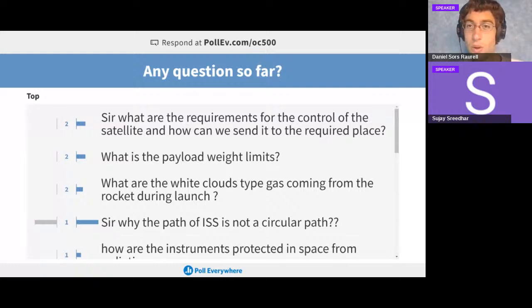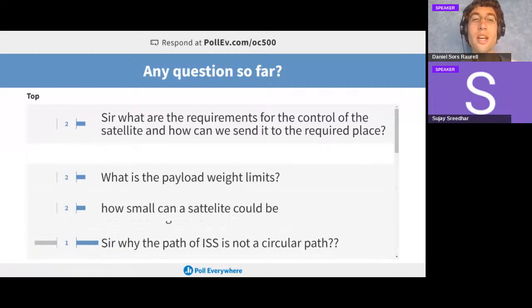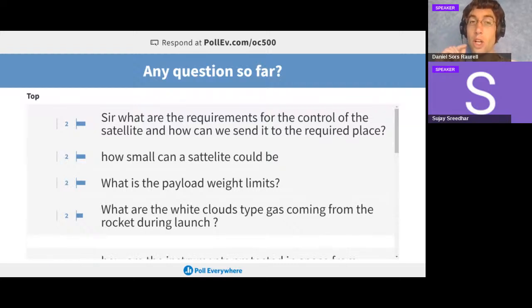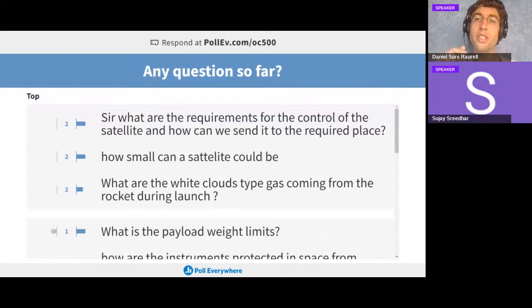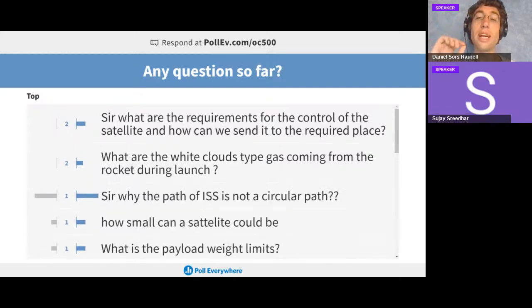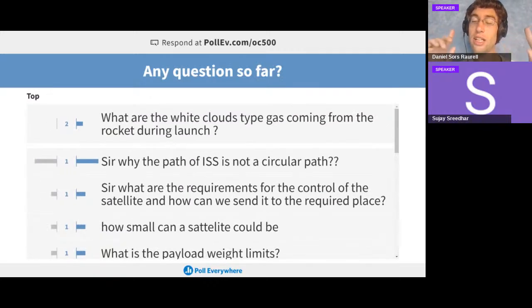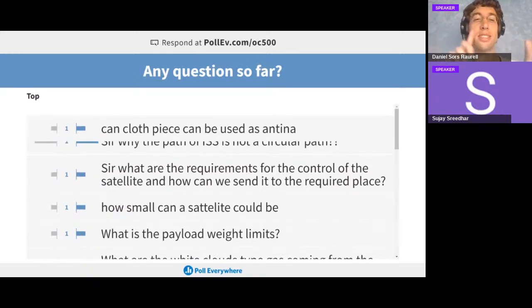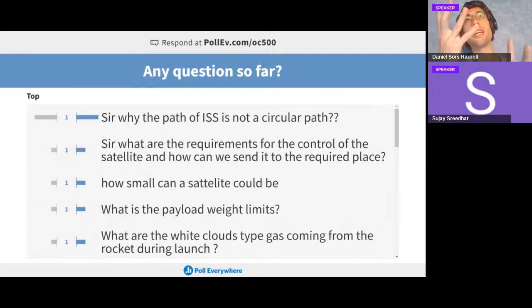Right. What are the requirements for the control of the satellite and how do we send it to the required place? That's a very good question. So defining the right orbit is essential, and we'll do that today. We're running these simulations, but it's also very important to keep the attitude and know where you are. And for that, we use GPS sensors and Galileo and navigation constellations, that we, again, are going to do some simulations on to know where we are. And we use the magnetic field, sun sensors, and star trackers to know exactly in which position we are in space. So that's a very important aspect of a space mission. So very good question there.